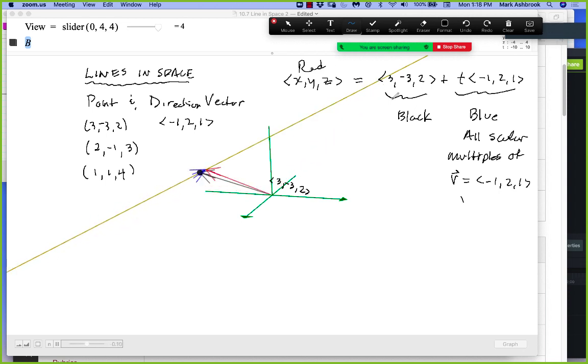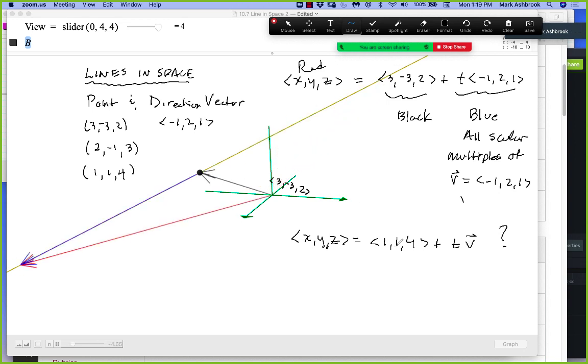So, could I have used this point, 1, 1, 4, which is on our line? Is that the same or different than the equation that I wrote up here? I think it's the same, because with a different value of t you can get the same answer, and t can be any number. Okay, so is it different or the same?